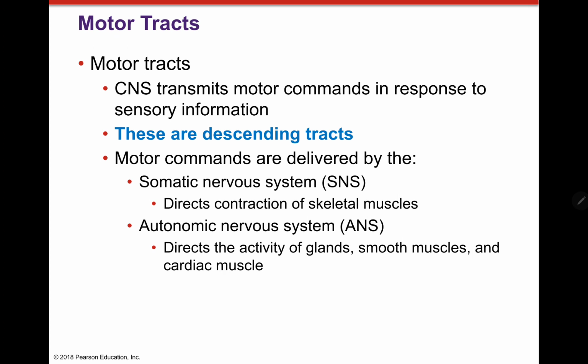And so we have motor tracts, right? Motor tracts will transmit motor commands in response to that sensory information. So motor tracts are going to be these descending tracts, going down the spinal cord, right? Motor commands are delivered by the somatic nervous system, and that's going to direct contraction of your skeletal muscles. And we have the autonomic nervous system, whose motor commands direct the activity of glands, smooth muscle, and cardiac muscle, things like that.